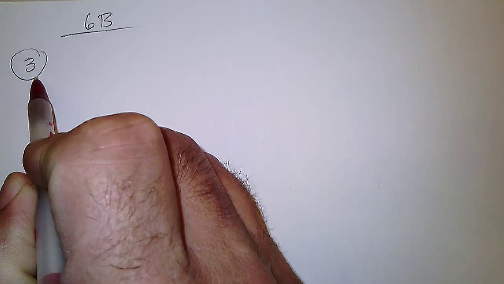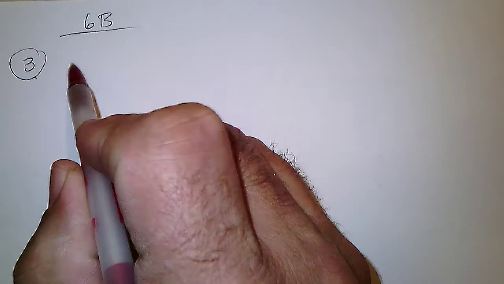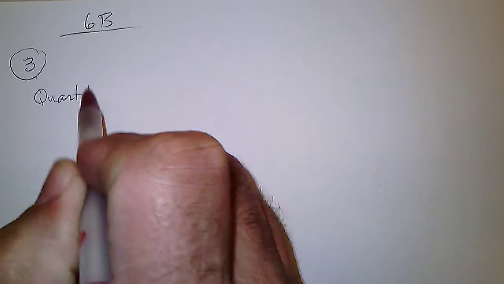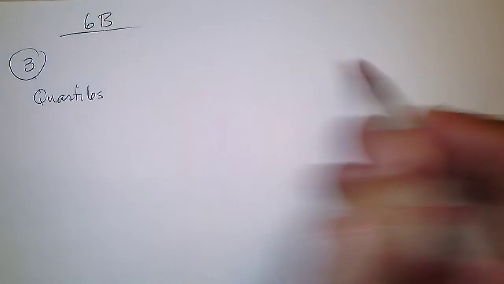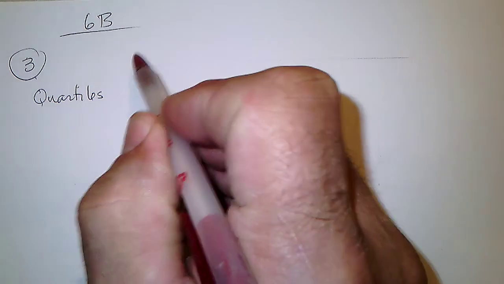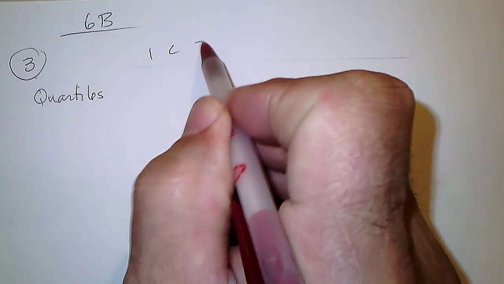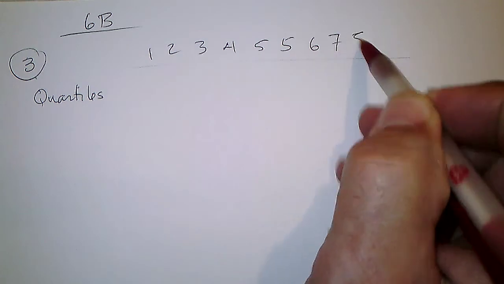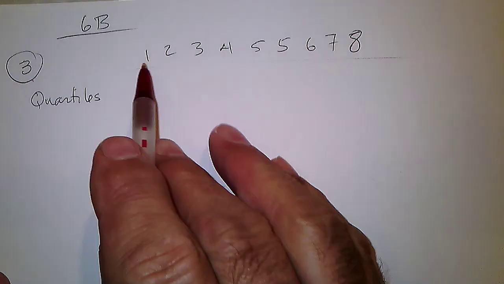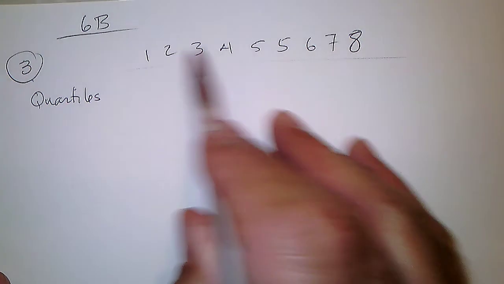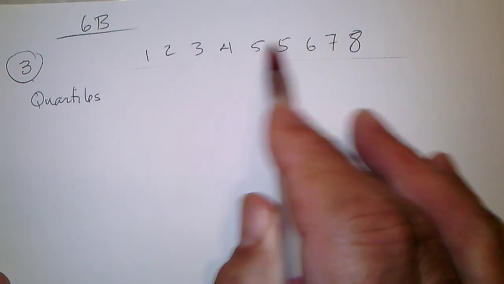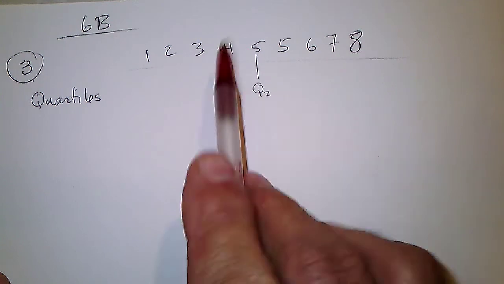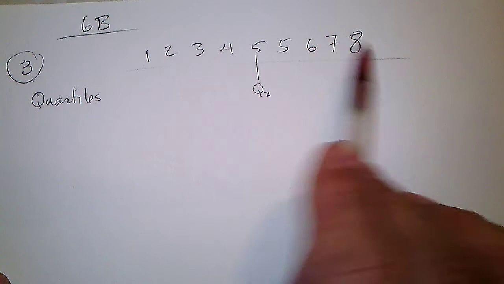One of the questions, number 3, that people asked about, is asking what are the quartiles. So if you had a set of data, I'll just make up some numbers: 1, 2, 3, 4, 5, 6, 7, 8, 9 numbers. The middle number, the median, is 5, and that's Q2. Half the data is below it, half the data is above it. So it splits it into halves.